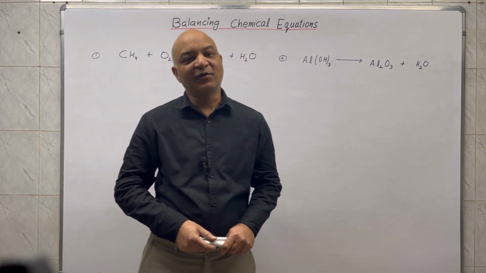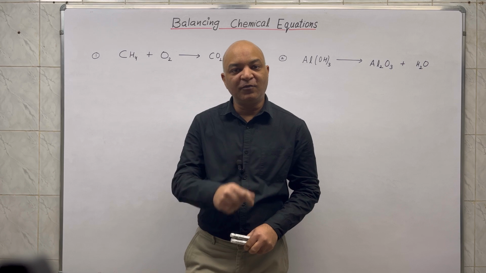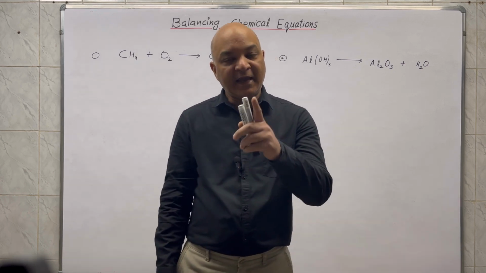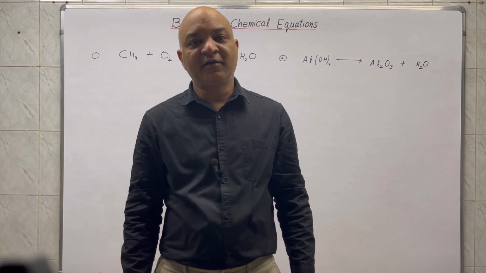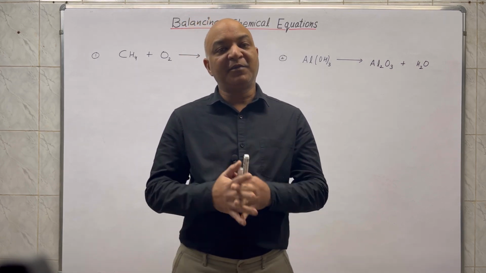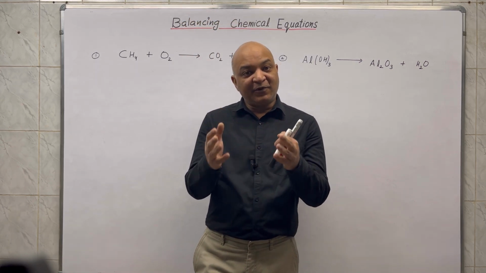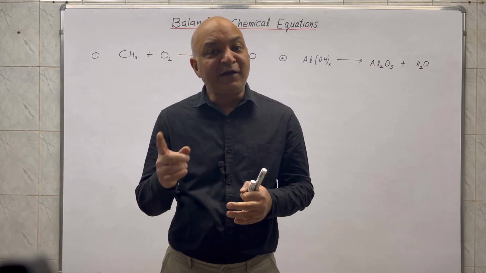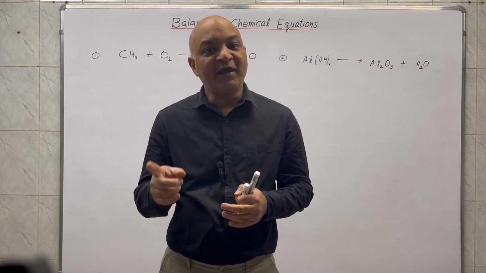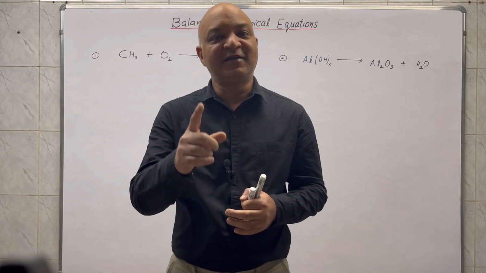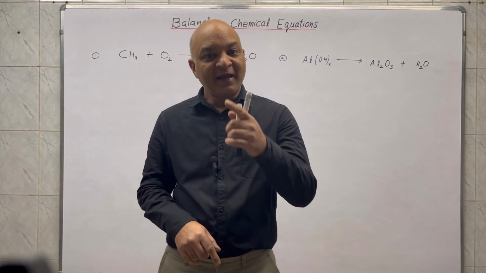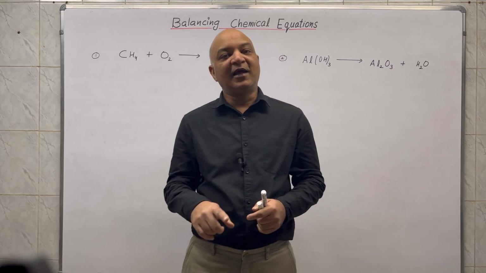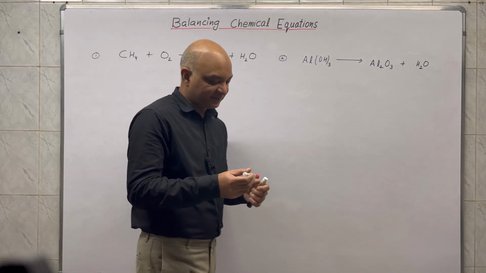In today's class, we are going to learn how to balance a given chemical equation using hit and trial method. Now, balancing a chemical equation is the process by which we make the number of different types of an atom equal on both sides of an equation. Let us try and understand the method with the help of some examples.